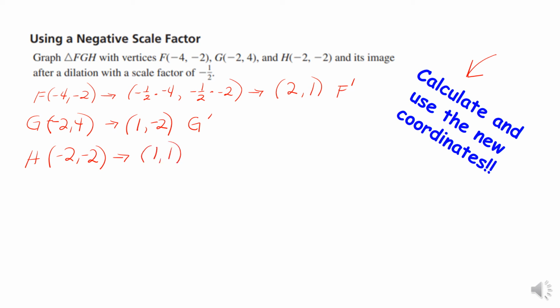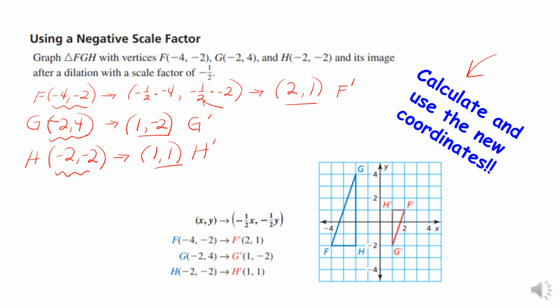So those are both 1, and that's my H prime. Now, when we graph it, we're just going to go ahead and graph these 3 points together and these 3 points together, and we'll have both our pre-image and our image. We know that it's a reduction and a rotation, so we have to be careful, and that's what our new picture will look like. Now, I want you to notice that each of these points rotated two quadrants, okay?